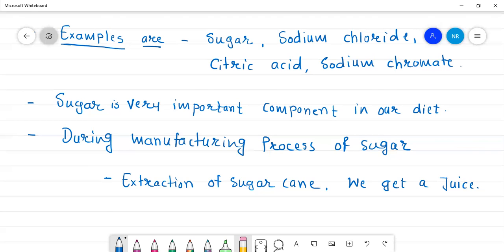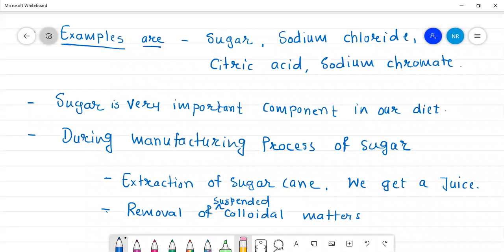Now there are impurities present in this juice. So first we have to remove these impurities. Removal of impurities, a small colloidal matters, of suspended colloidal matters from juice.